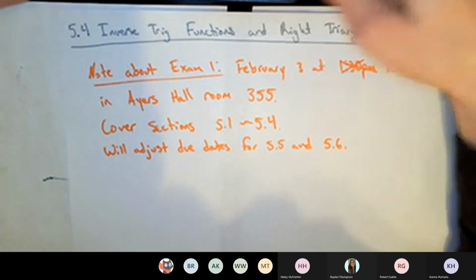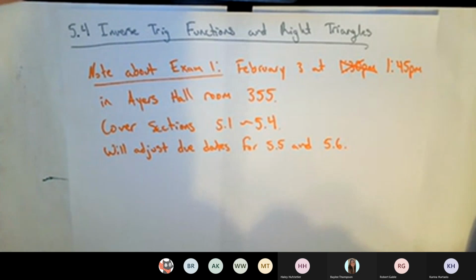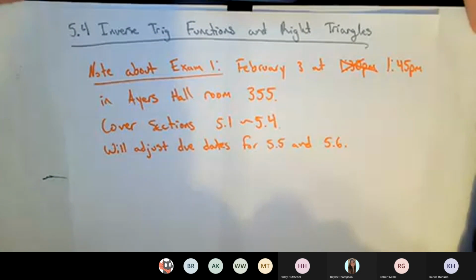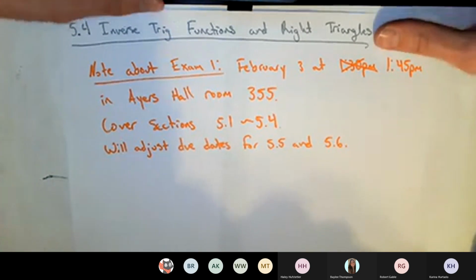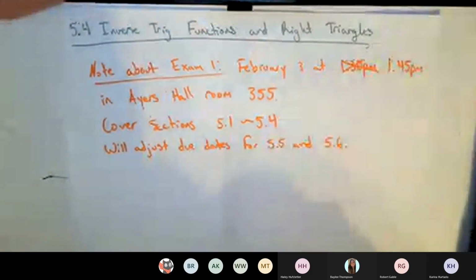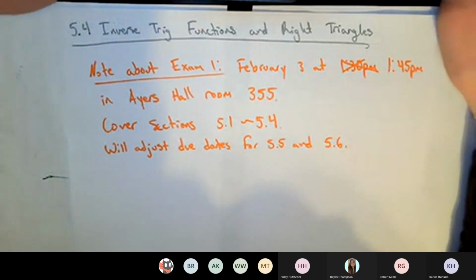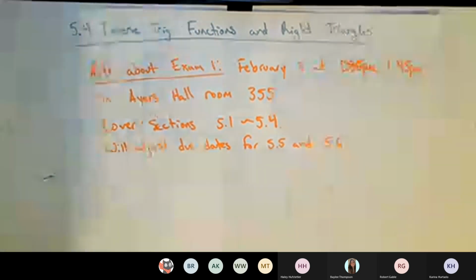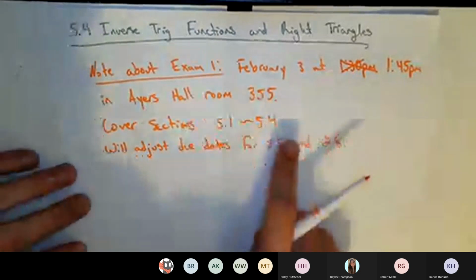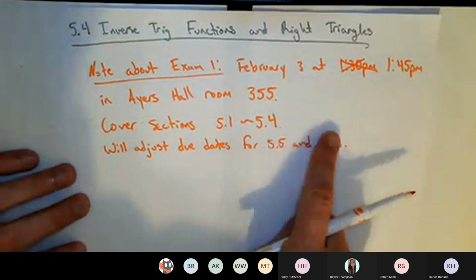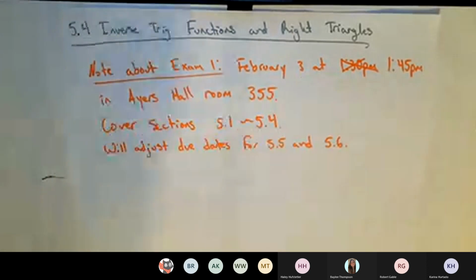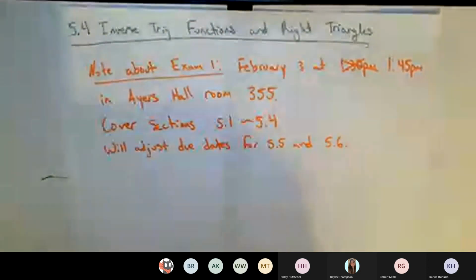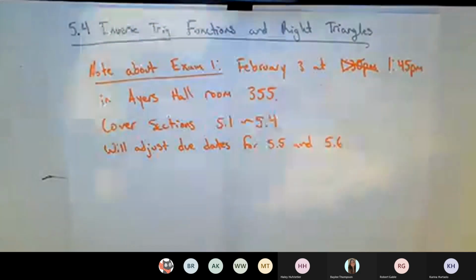So instead, I'll decide which exam they will end up on, probably not exam 2, either exam 3 or the final exam. Whichever one I look at and decide would be easier to add these to, I will make that adjustment for the due dates, and I'll adjust accordingly. So exam 1 will not cover sections 5.5 and 5.6. That means we're in the last section here, which is good because it's a long section, and I am going to get into it now.